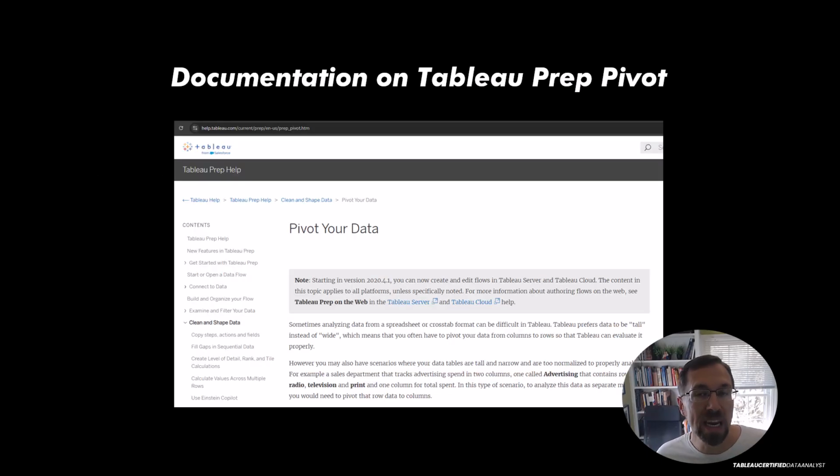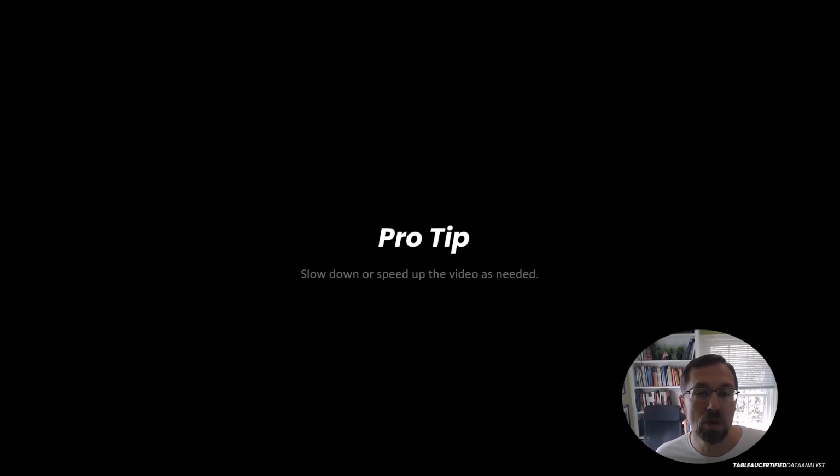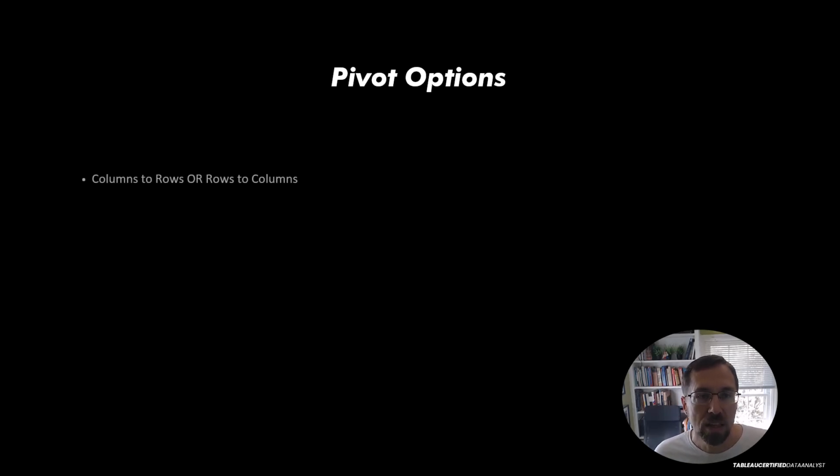Before we get into it, I'm going to show you the documentation for Tableau Prep Pivot. I'm going to place a link under the video to this documentation. Pro tip, you can speed up or slow down the video as needed. Pivot options. The first thing to note is that you can choose whether you want to go from long to wide or wide to long. That is to say, from columns to rows, that's wide to long, or rows to columns, that's long to wide.